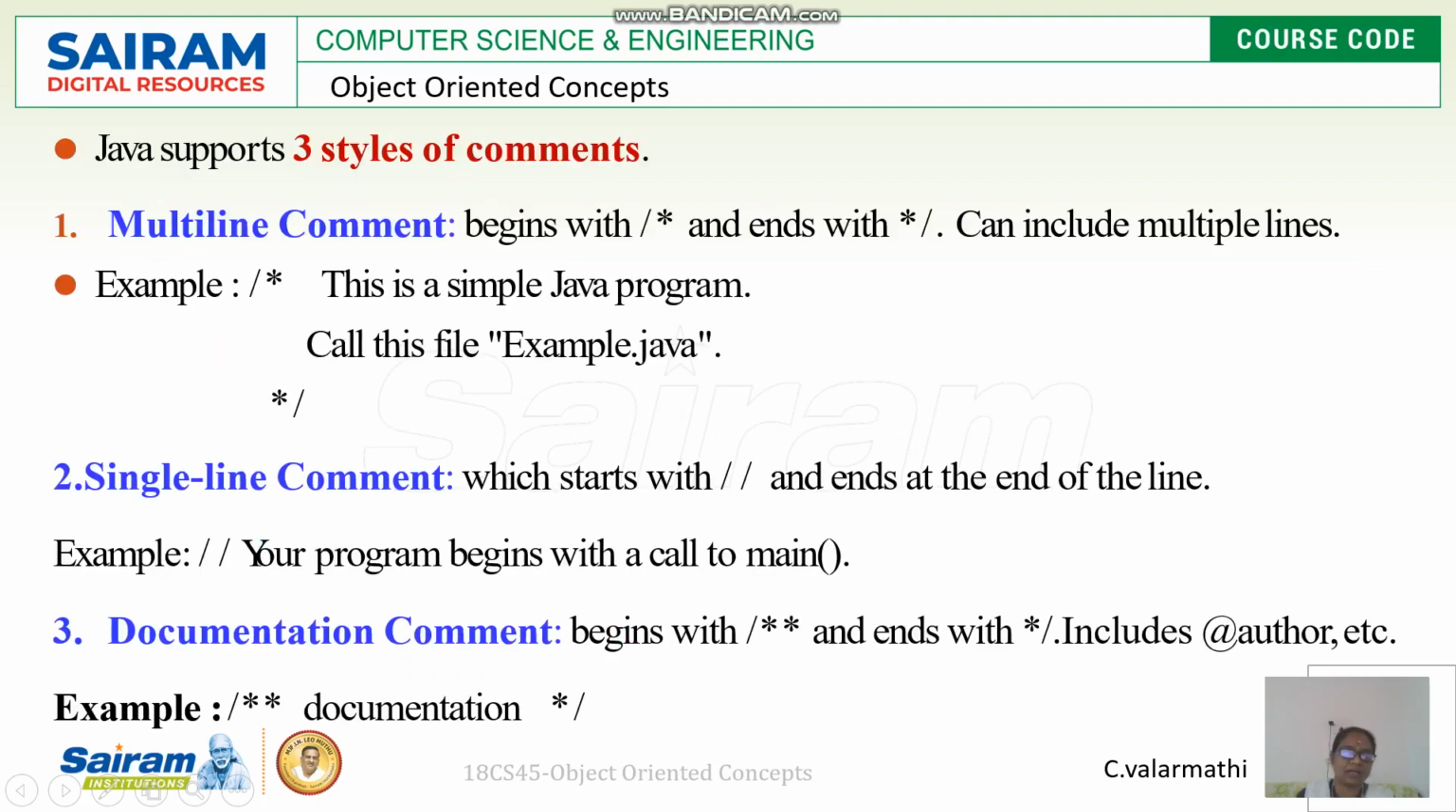So there are three comment styles available in Java. What are those? The multi-line comment starts with slash asterisk and ends with asterisk slash. For a single-line comment, we can use double slash. And for a documentation comment, we use slash double star and then the documentation. For example, if you want to mention the author name and references for documentation purposes, I can start with slash double star, write the documentation information, then star slash. So these are the three different ways of using comments.